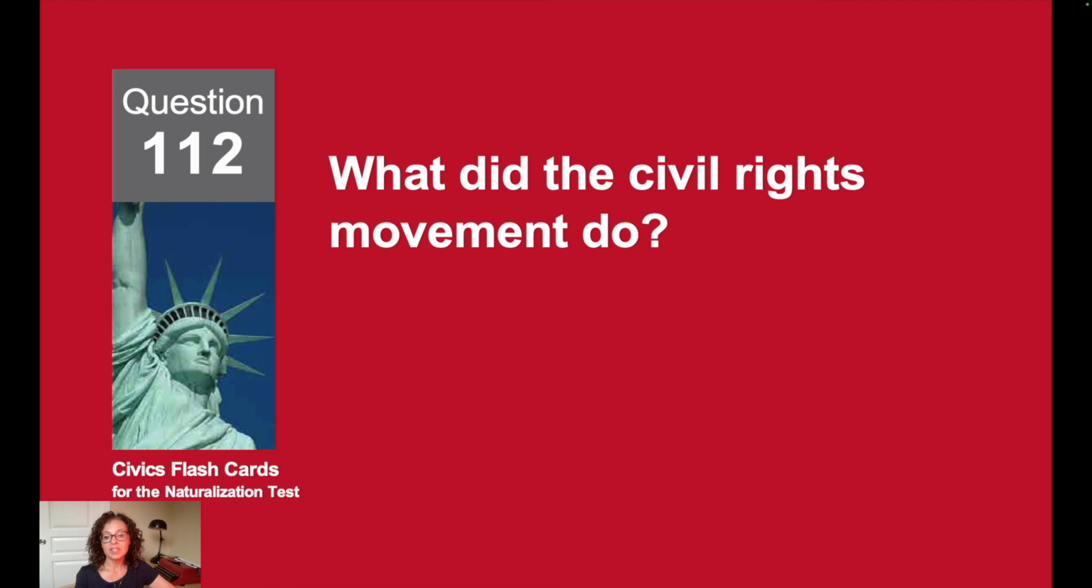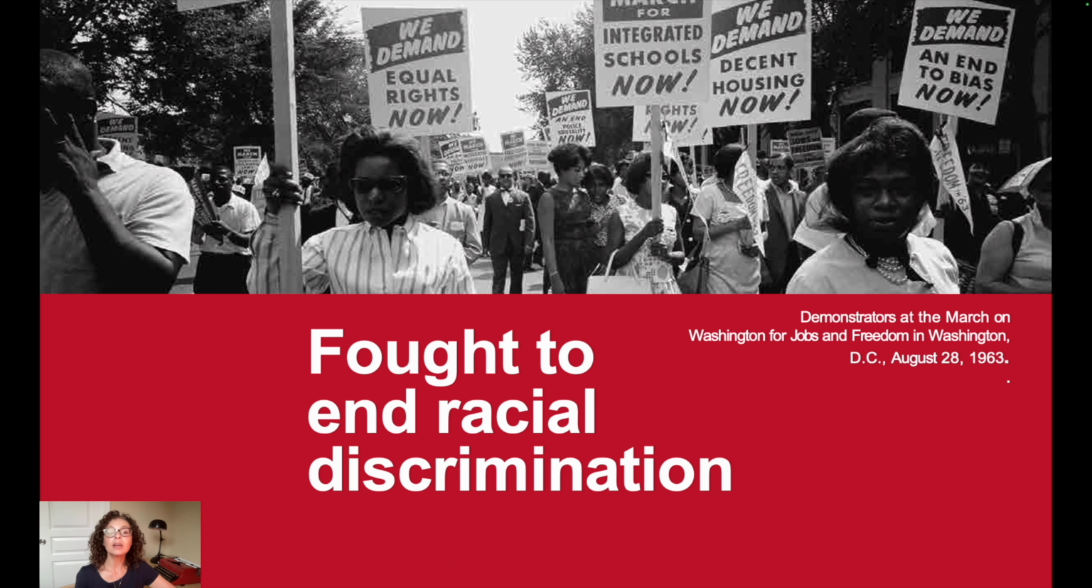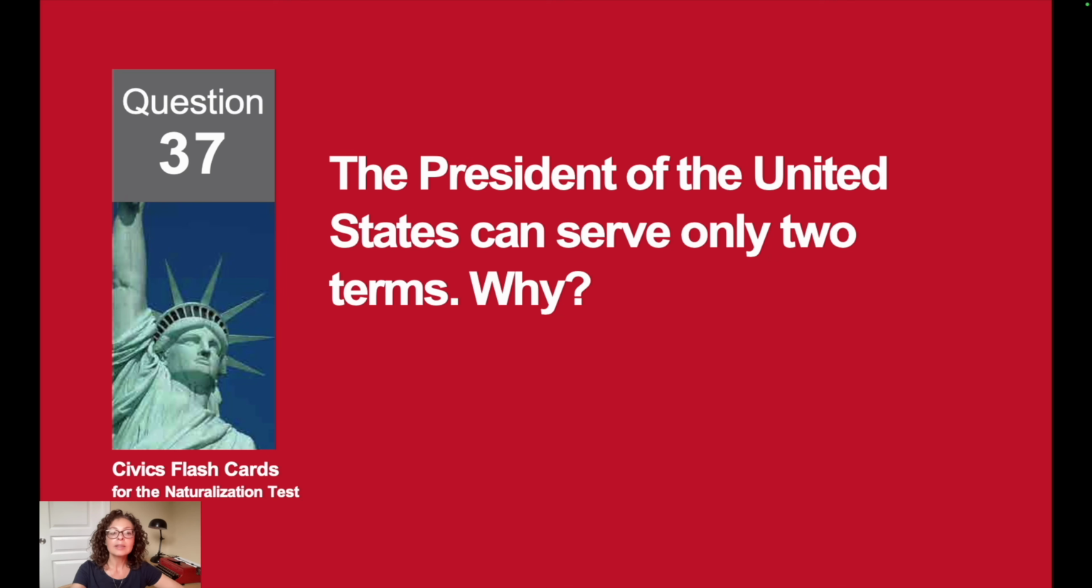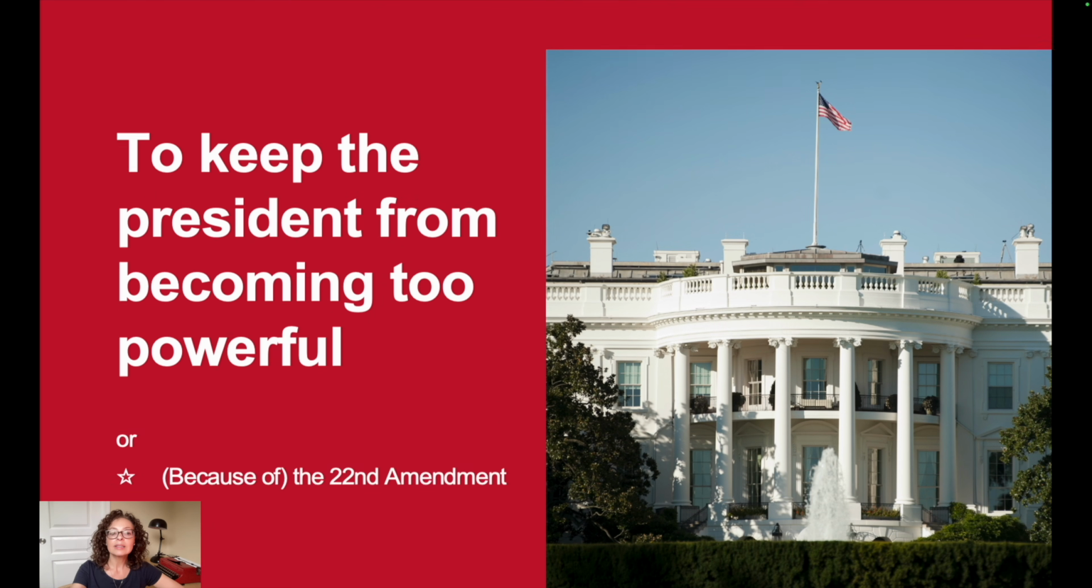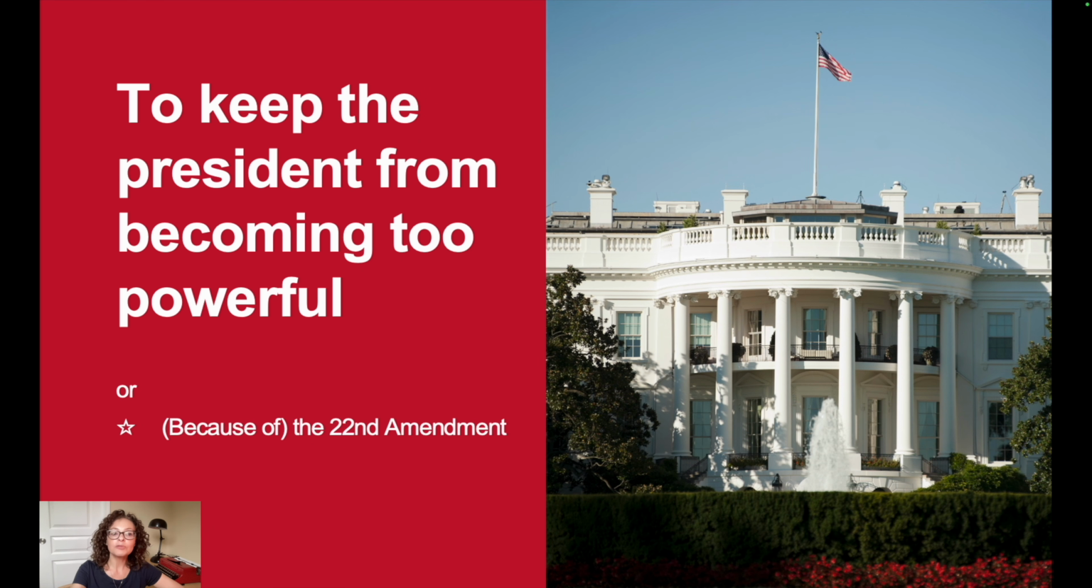What is one way that Americans can serve their country? Vote. What did the Civil Rights Movement do? The Civil Rights Movement fought to end racial discrimination. The President of the United States can serve only 2 terms. Why? To keep the President from becoming too powerful.